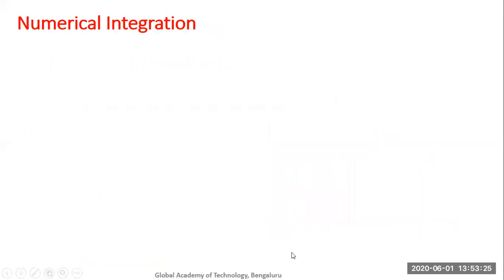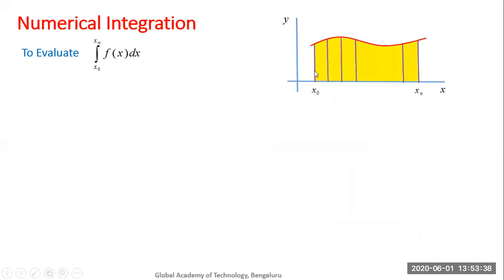So numerical integration gives us the value of an integral of the type integration of f of x dx between x0 and xn, where x0 is the lower limit and xn is the upper limit. As we know, any single integral gives you the area bounded by the given curve with the x-axis between x0 and xn. So this integral gives us the area bounded by this particular curve with the x-axis between x0 and xn.